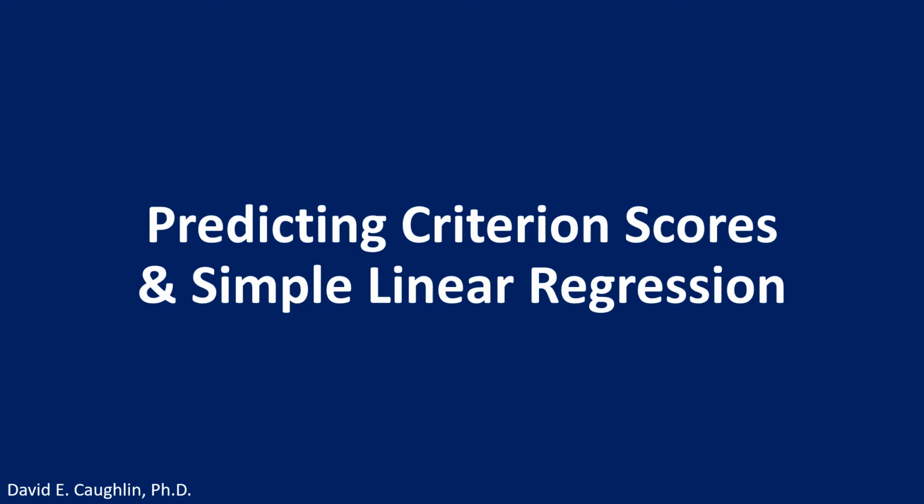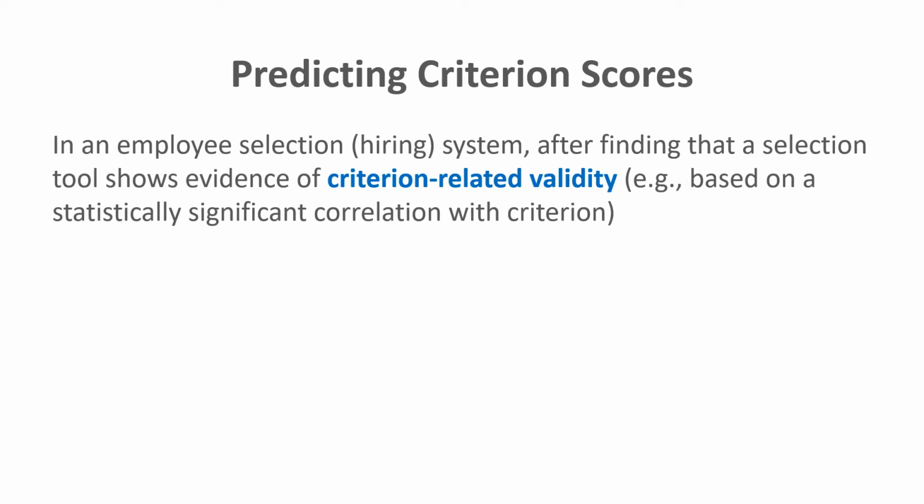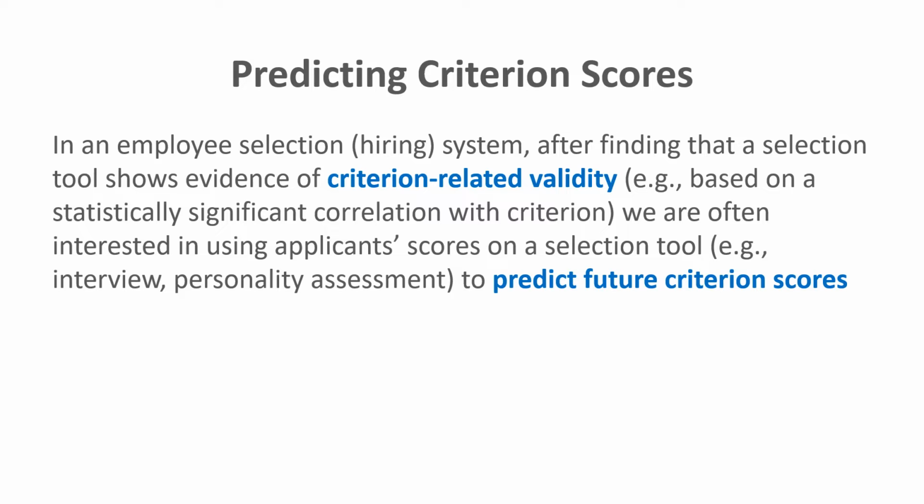In this video, we will learn how a simple linear regression model can be used to predict scores on a criterion variable of interest. So in an employee selection or hiring system, after finding that a selection tool shows evidence of criterion-related validity, say, for example, based on a statistically significant correlation with the criterion of interest, we are often interested in using applicant scores on the selection tool to predict their future criterion scores.